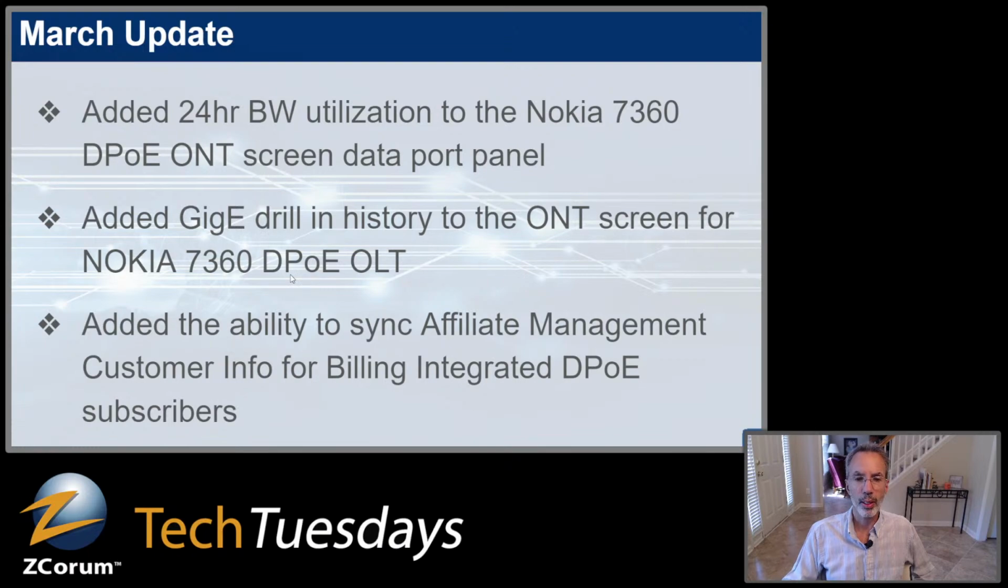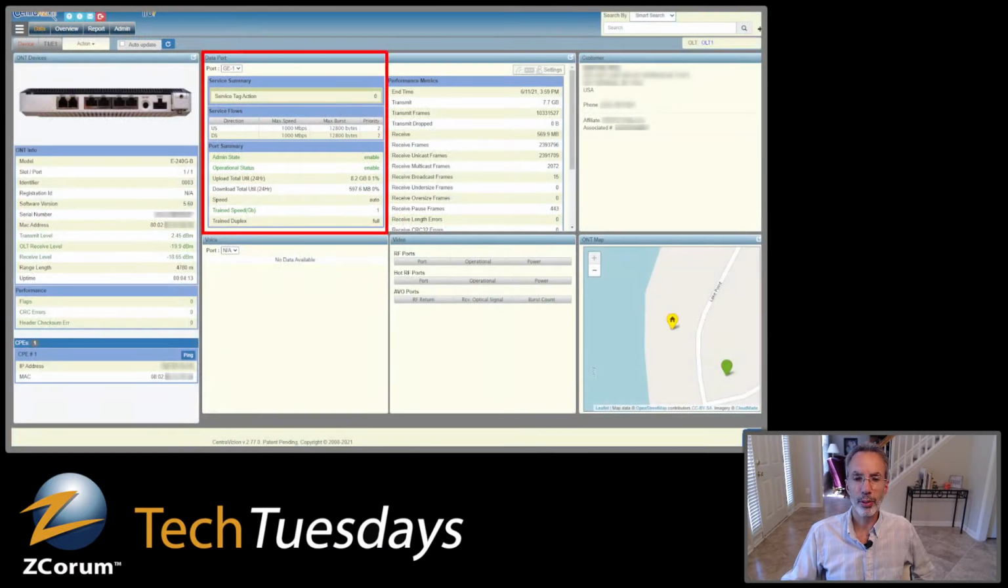Nothing to show there, but these other 2 things, the bandwidth utilization, that's again in this panel here. And you see what we added was collecting this particular information, which is a rolling 24 hours that we collect. So when you pull this up, it's basically looking at a rolling 24 hours of the upload and download total for this device.